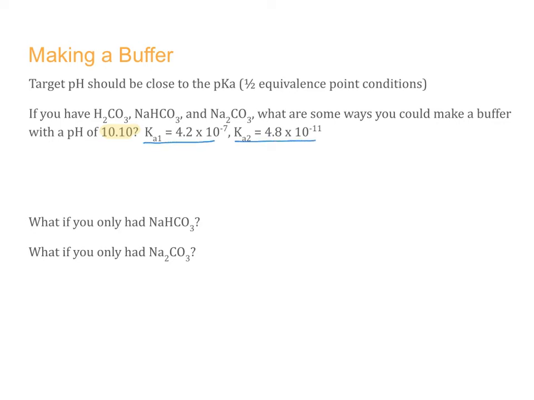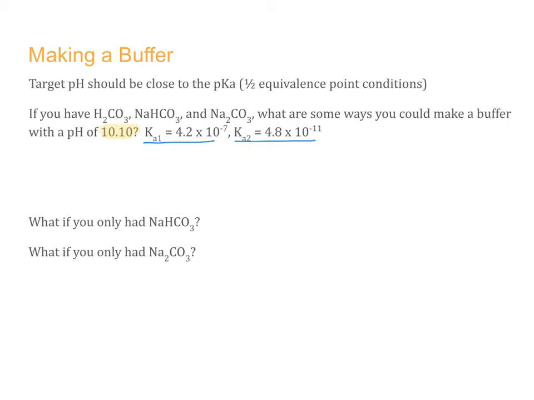We have two values because carbonic acid is a diprotic acid, which means it can give away two hydrogens. The first Ka is for giving away the first hydrogen, and the second Ka is for giving away the second hydrogen. So the first thing to decide is which of those two Kas is going to get us closer to that pH of 10.1.